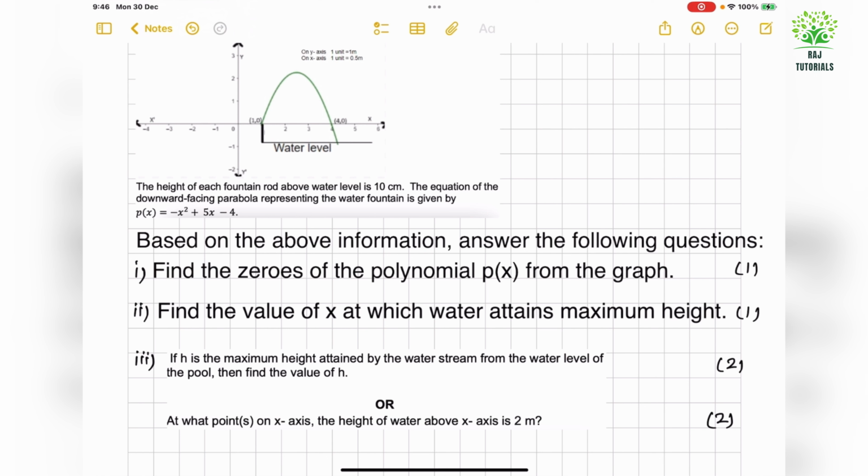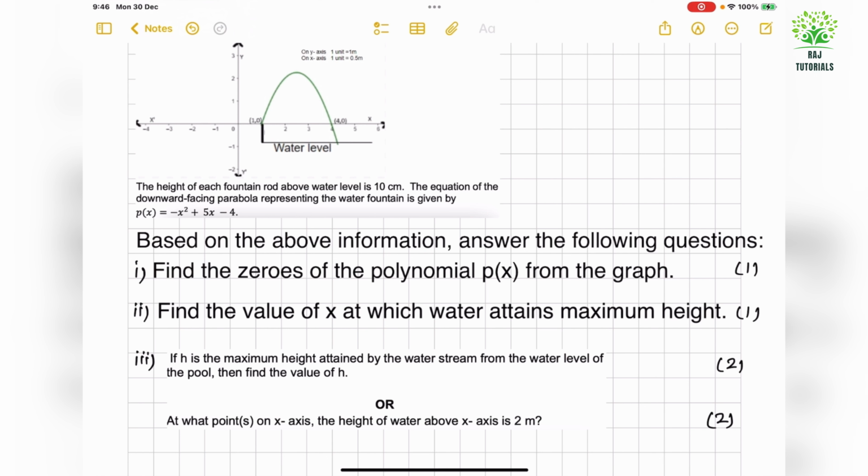So p of x will be 2.25. Therefore h is equal to 0.10 plus 2.25, that is 2.35 meters.